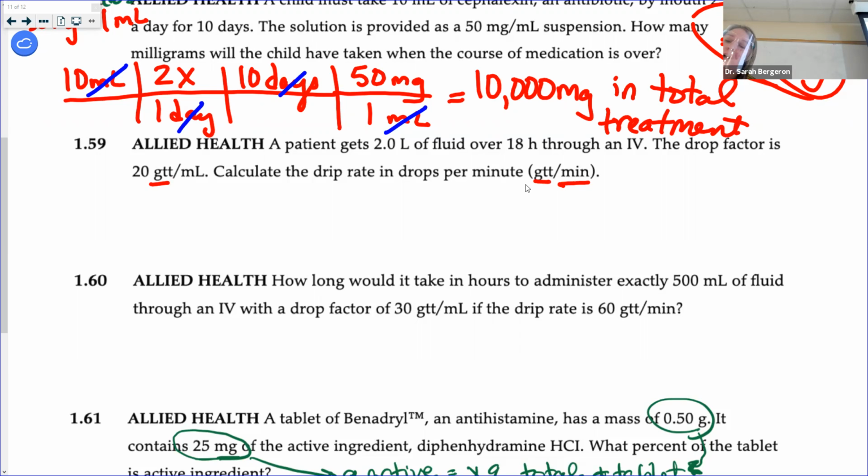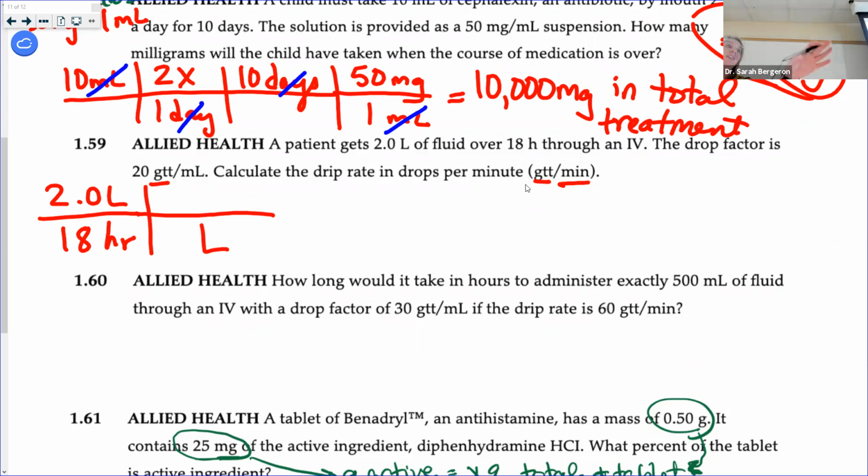The patient's getting what? 2 liters of fluid over 18 hours. Okay. Our drop factor is 20 drops per milliliter. I want to get rid of liters. So I put liter on the bottom, but now I need to do a conversion from liters to milliliters.